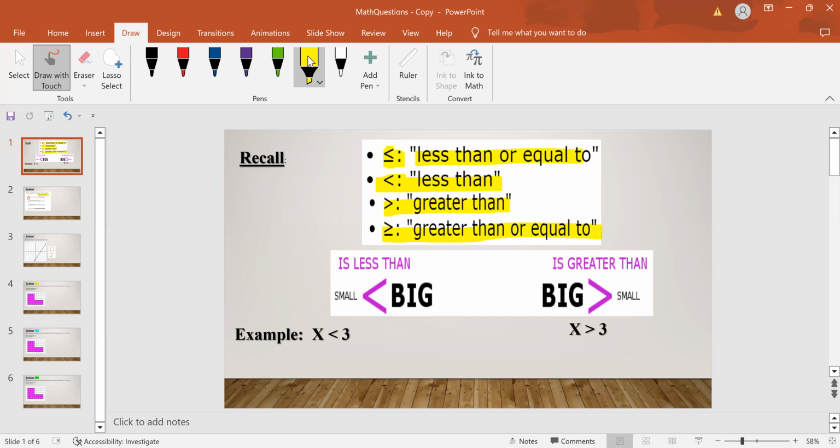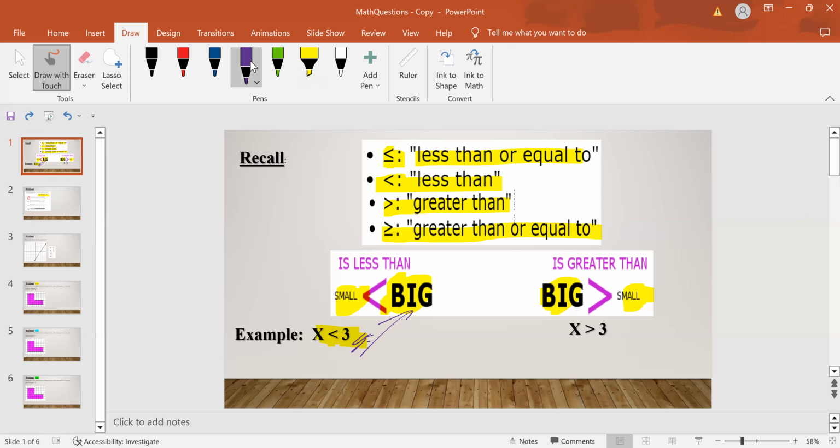Another way to remember this is to think of small and big. This is open, wide, bigger, and you have a small for the vertex. Same thing here, this is big, this is small. As an example, we have x is less than 3. This is telling you that 3 is the number which is big, and x is the number which is small.